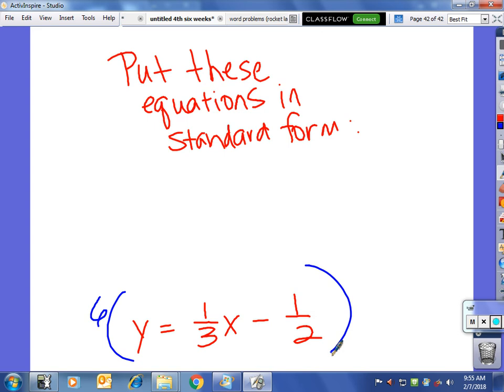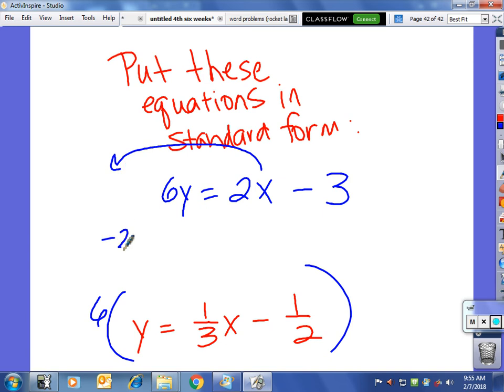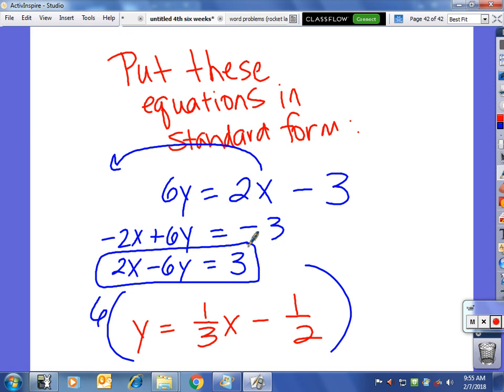Okay, so what is this when we multiply by 6? 6y equals 2x minus 3. Now the only thing I have left to do is make sure my x's and y's are on the same side, and I want you to force x to be positive. When I move this 2x to the other side, what does it do? It becomes negative 2x plus 6y equals negative 3. No problem. Change all the signs, and you have 2x minus 6y equals positive 3. That's the answer I would want to see.